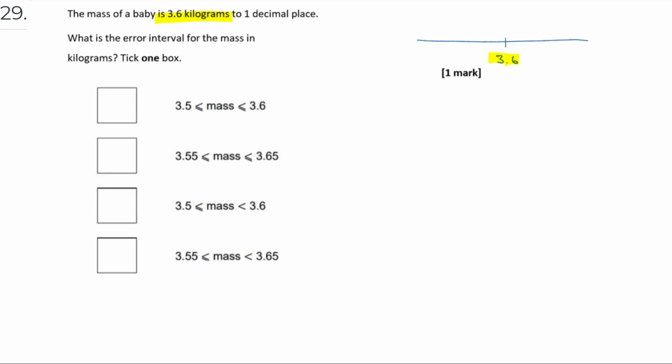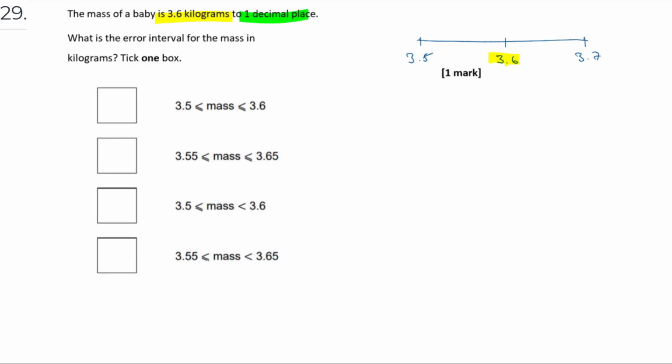And then it says that this number is only correct to one decimal place. Now, the first decimal place is the tenths column there. So 1/10 more than 3.6 would be 3.7. So that would be the next number that you could possibly round up to. And the one below it would be 3.5 on that scale. So if I'm rounding to the nearest decimal place, I'd be rounding between these numbers. If it was closer to 3.6, it'd be 3.6. If it was closer to 3.7, it'd be 3.7.